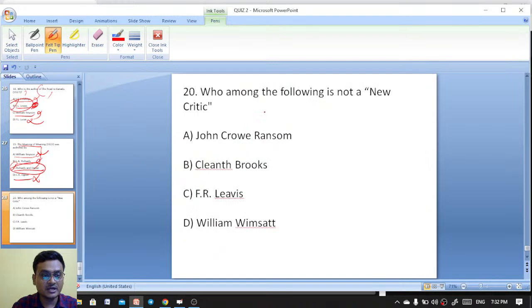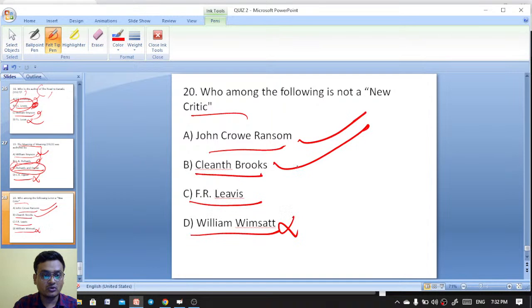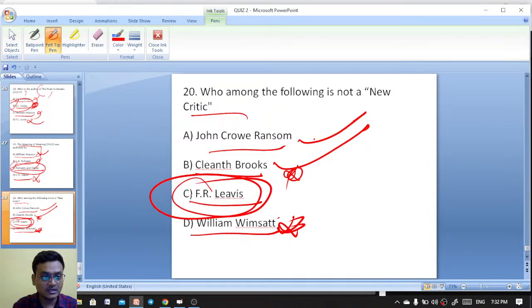Okay. Who among the following is not a New Critic? John Crowe Ransom is a New Critic. Cleanth Brooks is a New Critic. William Wimsatt is a New Critic. So, all of them are New Critics, whereas F.R. Leavis is not a New Critic. Excellent. So, here C is the right answer.